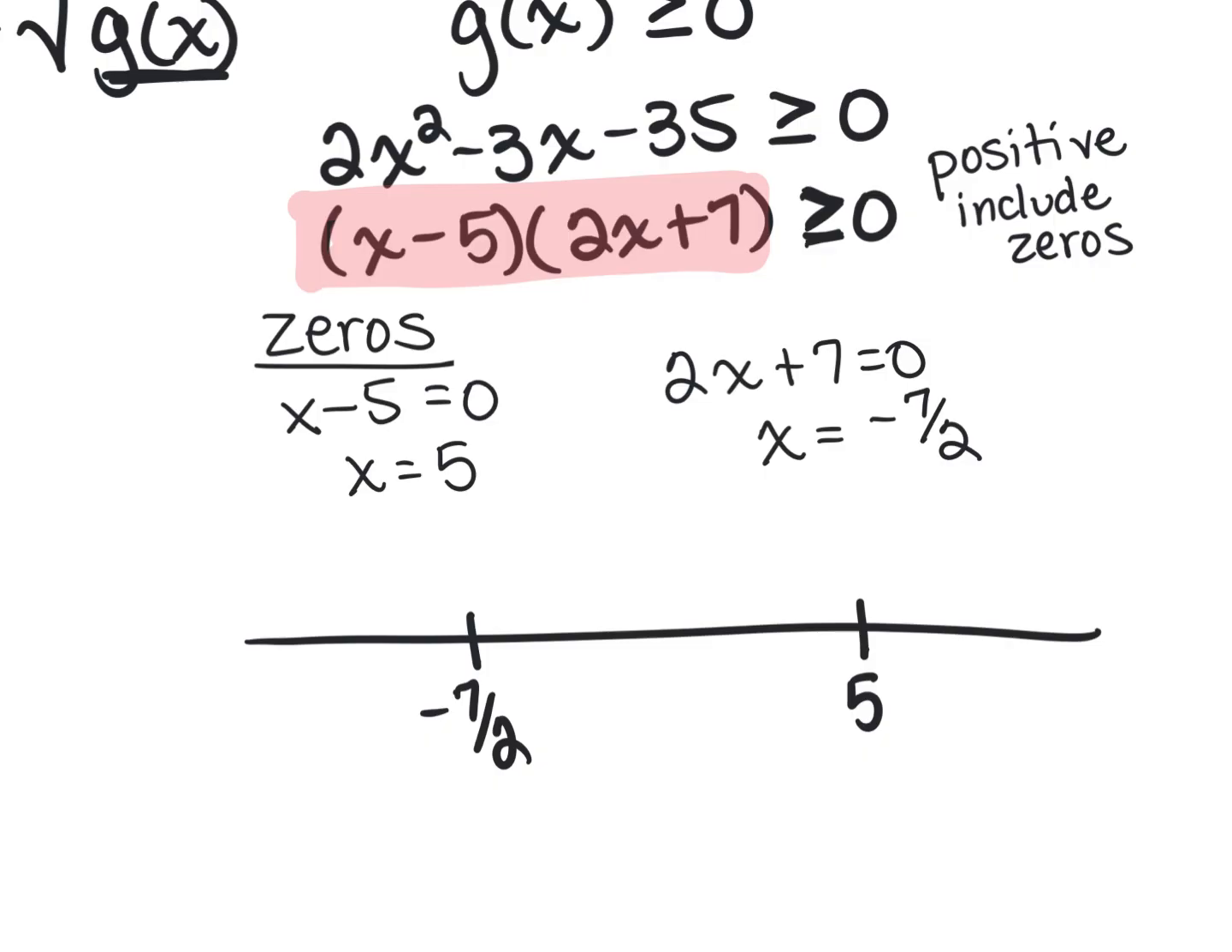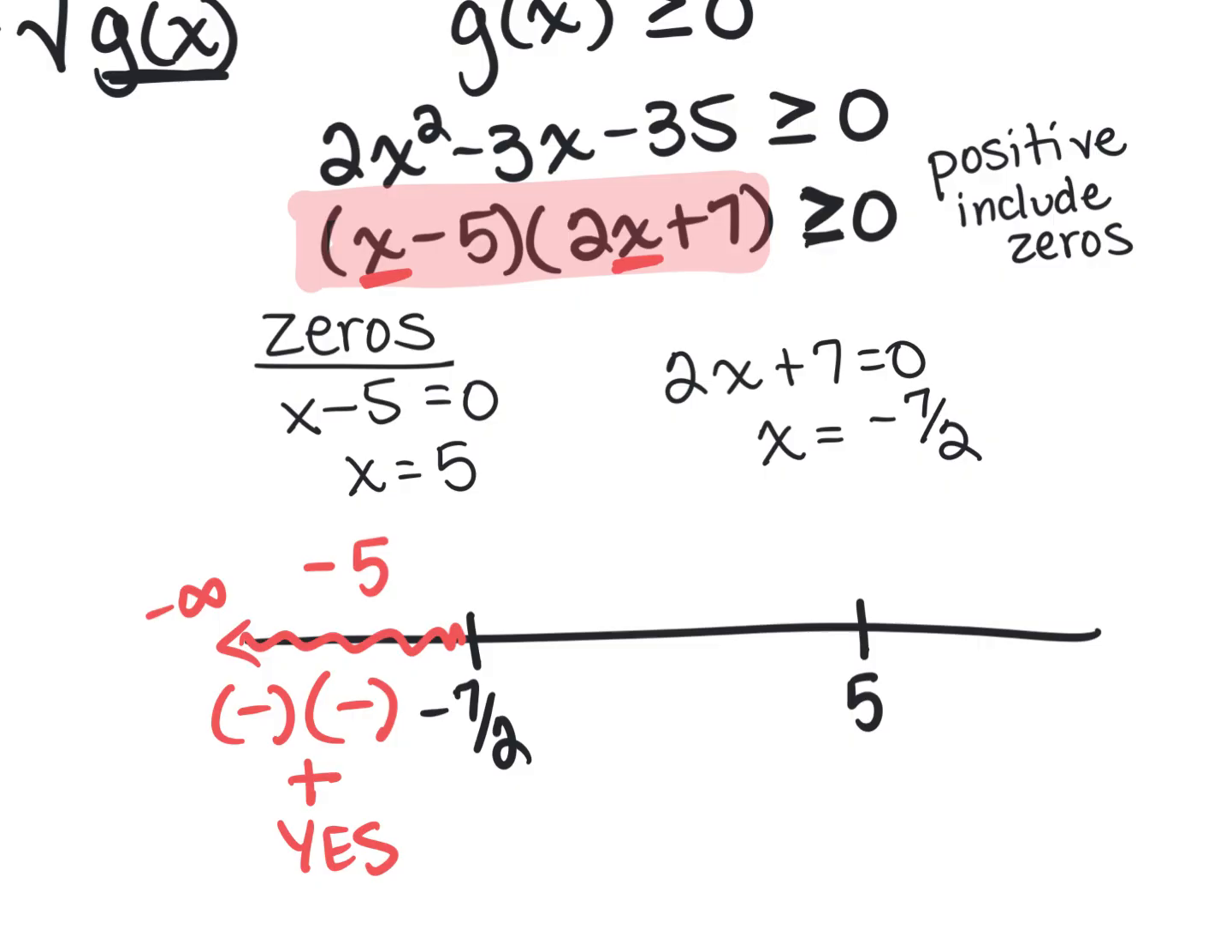So negative 7 halves is the same thing as negative 3 1/2. So I'm going to choose a negative 5. I'm going to plug negative 5 in right here. So negative 5 minus 5 would be a negative. And then if I plug a negative 5 in there, I get negative 10 plus 7, which is also negative. So that whole section is positive. So this is included in the domain.